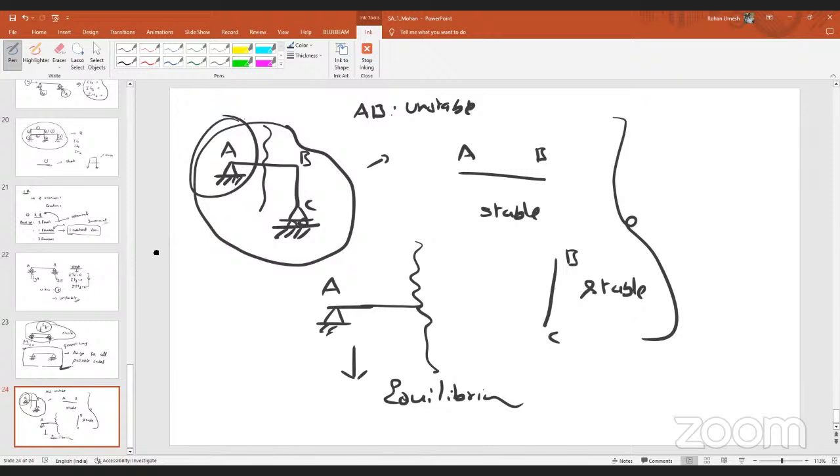As of now, any clear? Any doubts? So, are we clear about determinate and indeterminate? Yes, sir. Even though we haven't solved any problems, but in the physical sense.